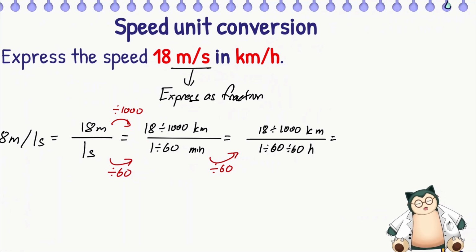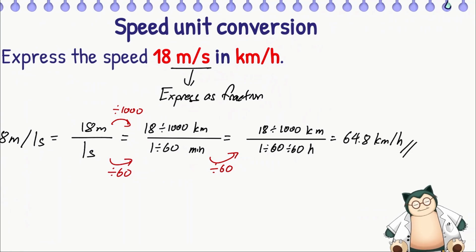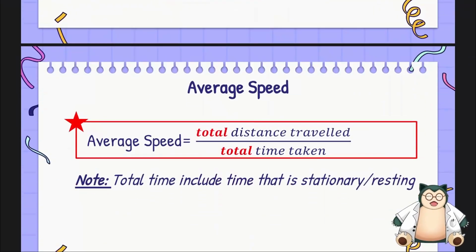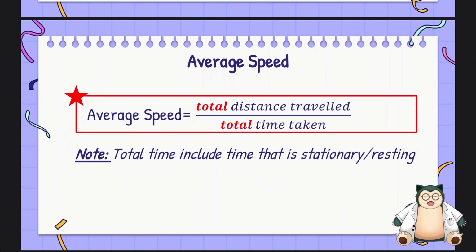Okay, you should get 64.8 kilometer per hour. Okay, is that clear, everyone? Okay, good. Now let's learn about average speed.